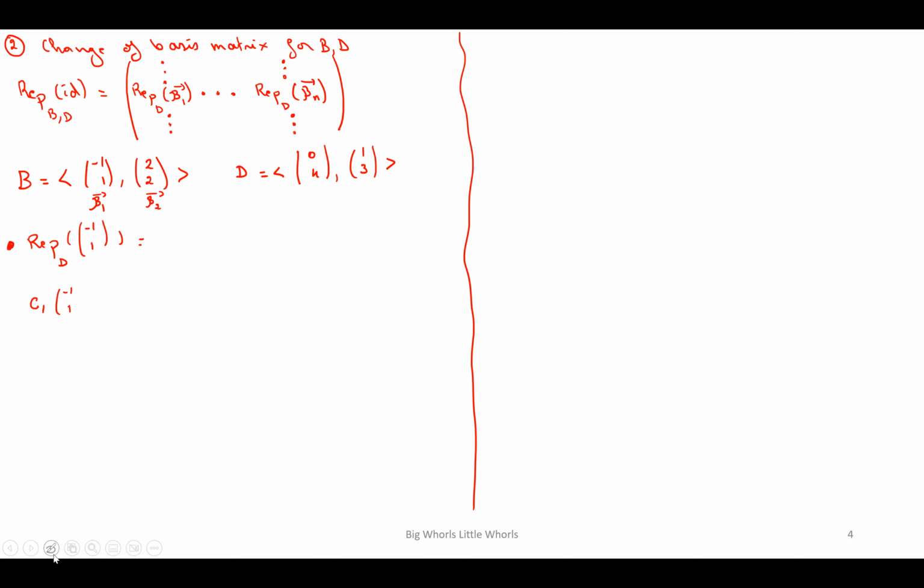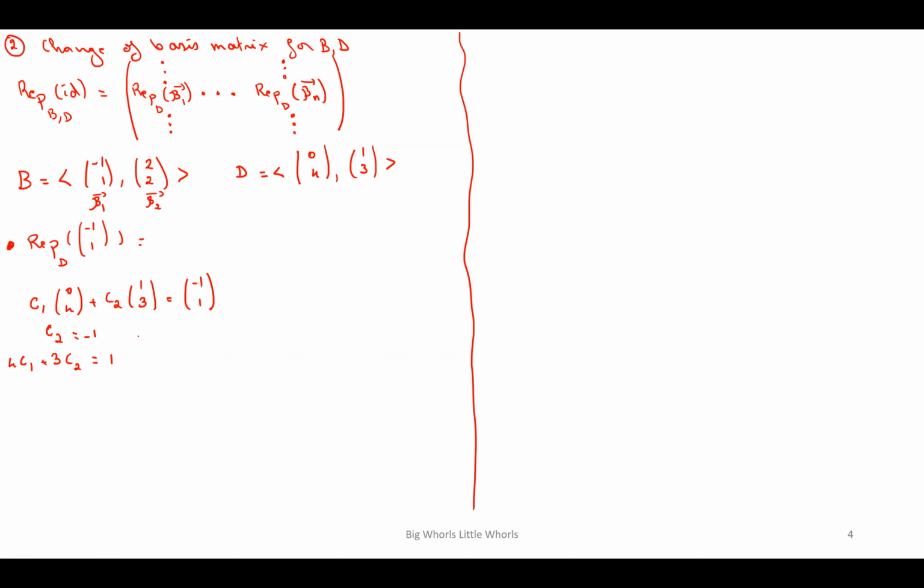This time it is the elements of D, not B. So we have C1 times (0, 4) plus C2 times (1, 3) equals (-1, 1). Okay, so we have C2 equals minus 1, and 4 times C1 plus 3 times C2 equals 1.